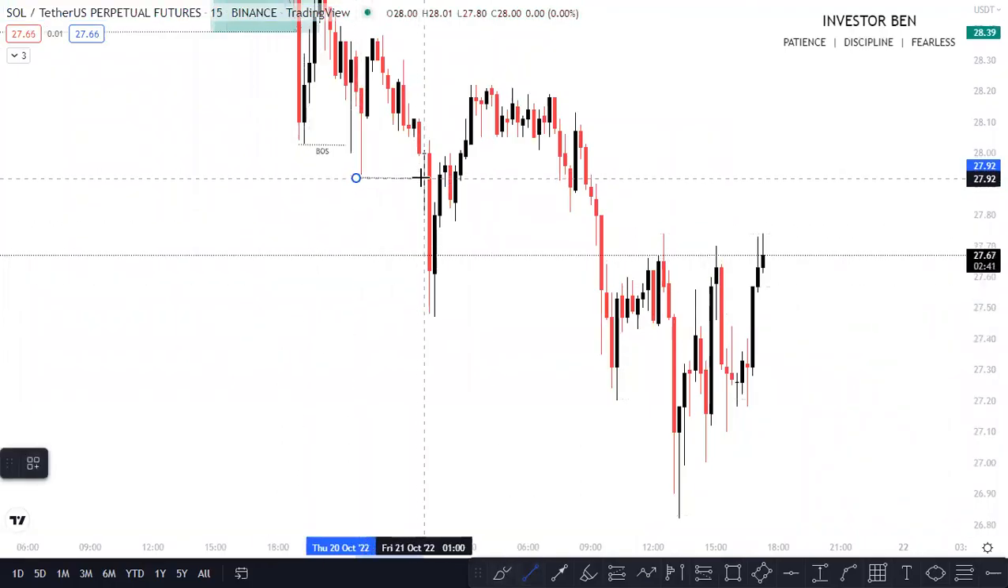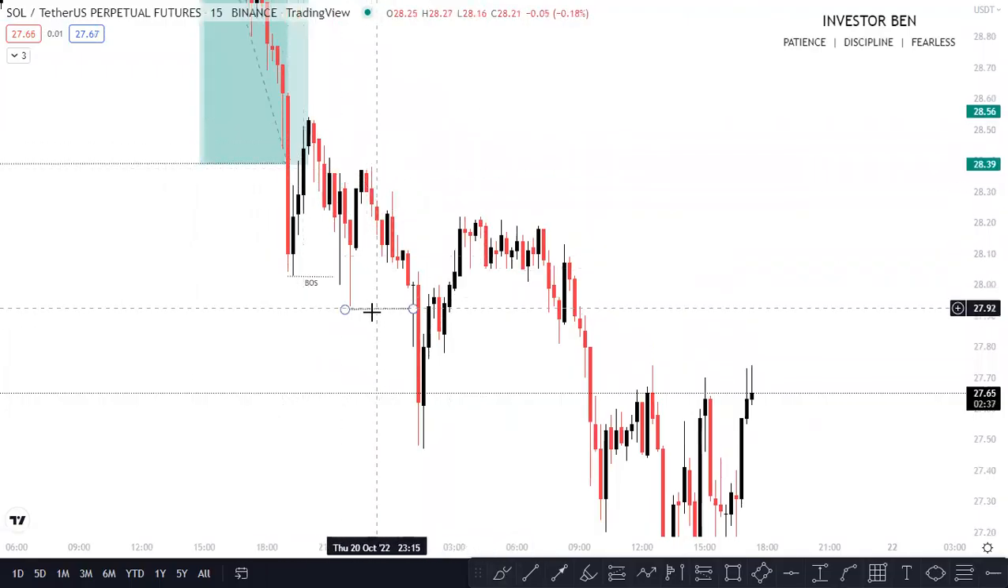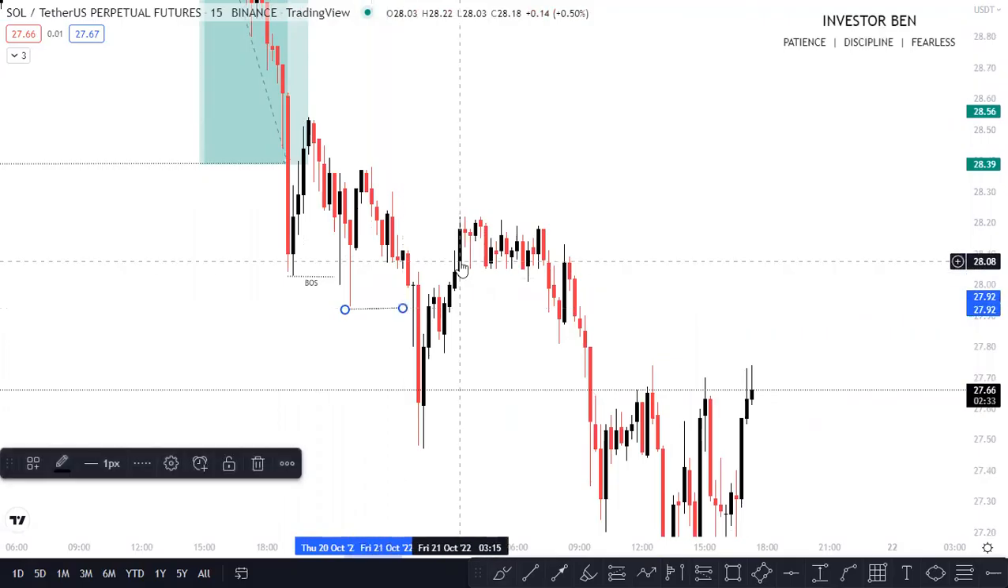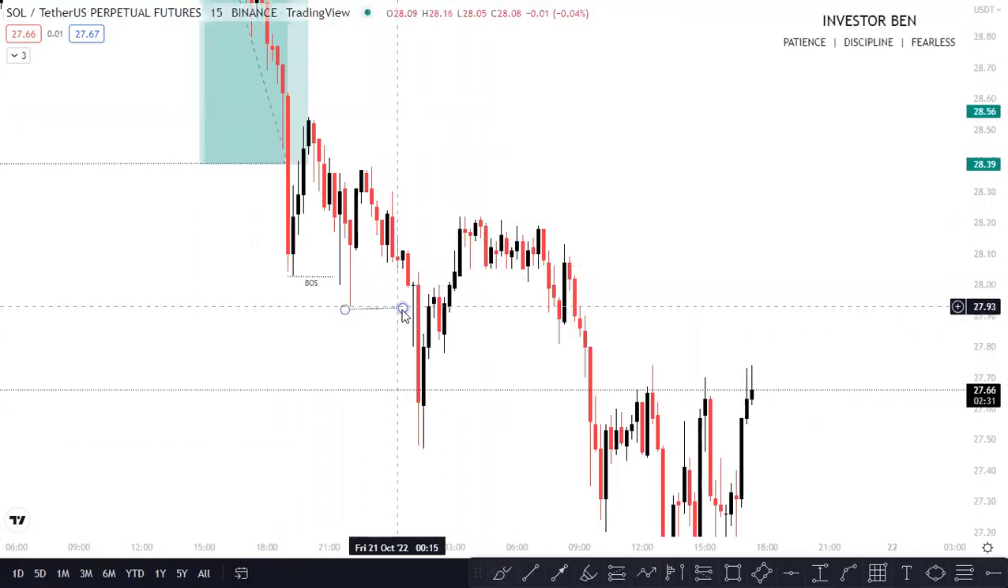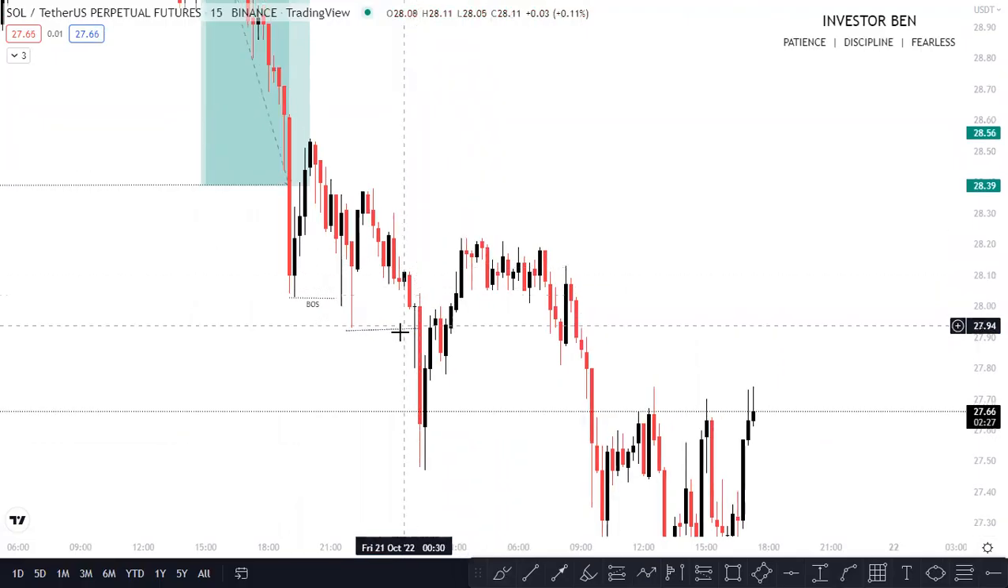another BOS again. And the structure we've been forming here is lower highs, lower lows, lower highs, lower lows. So we are still in a downtrend.